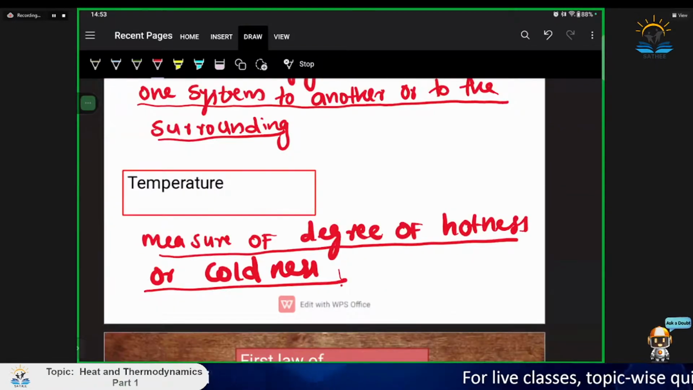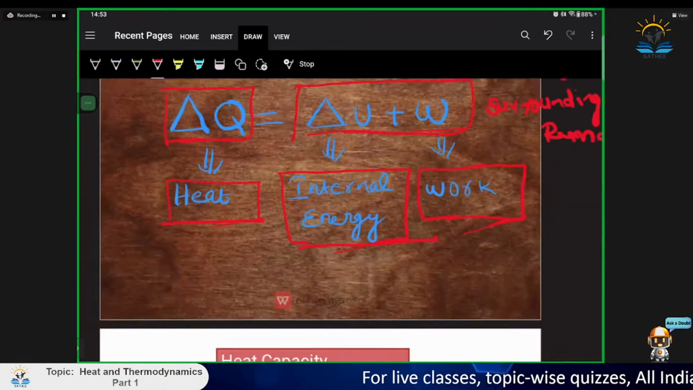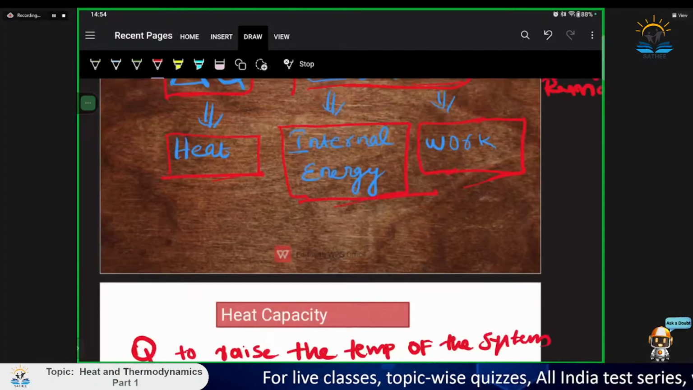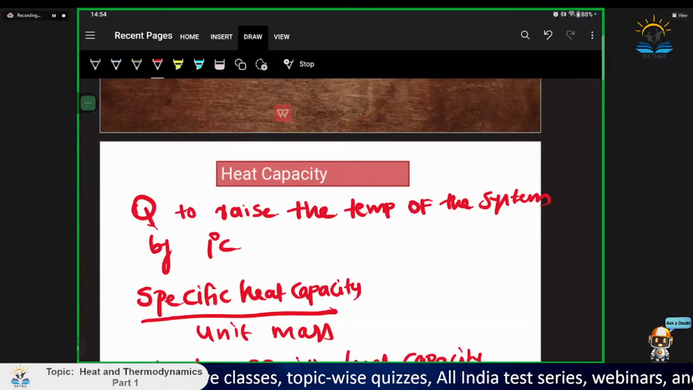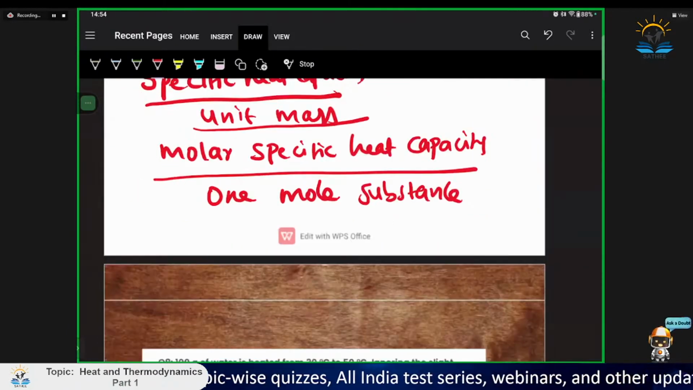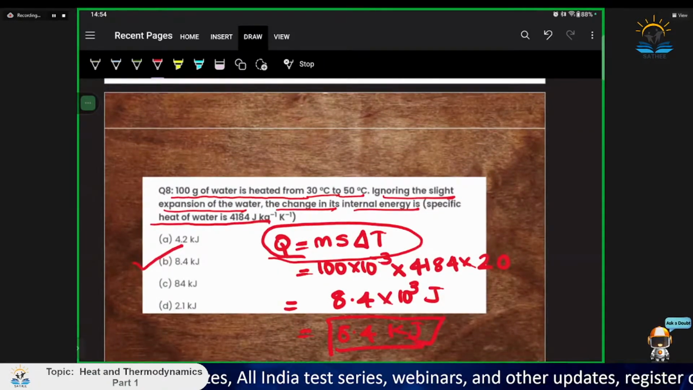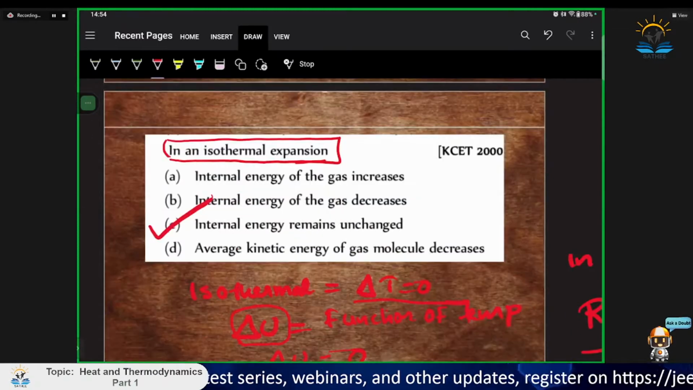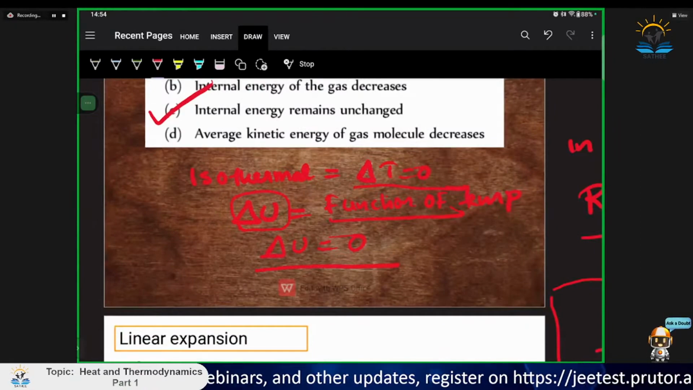Capacity, we know that it's the heat required to raise the temperature of the system by 1 degree Celsius, while in case of specific heat capacity it will be per unit mass, and molar specific heat capacity will be for 1 mole of substance. So we know Q is equal to ms delta T, and using that formula we solve this question. Okay. In isothermal expansion, we know delta T is equal to 0. So the delta U is a function of temperature. So delta U is equal to 0. So in isothermal expansion, internal energy remains unchanged.